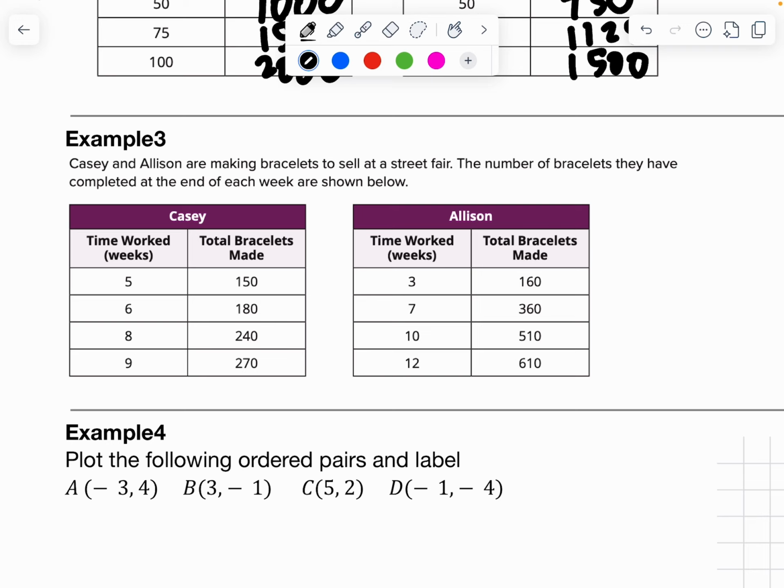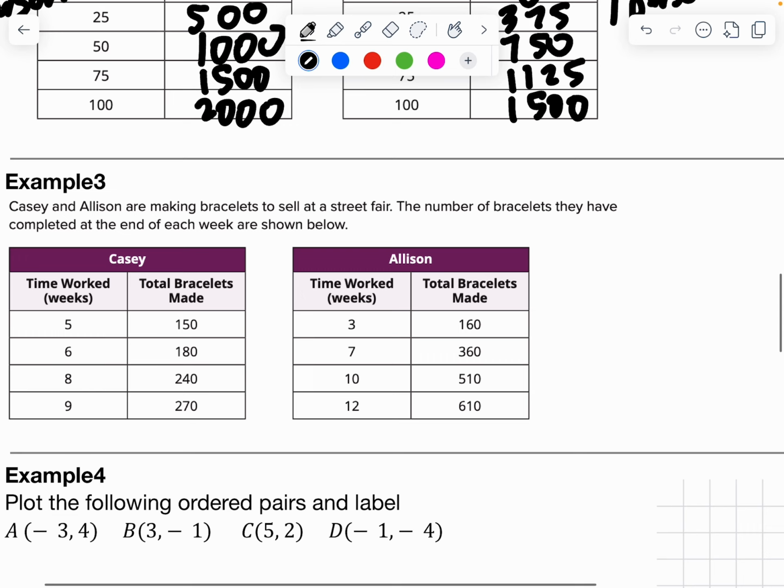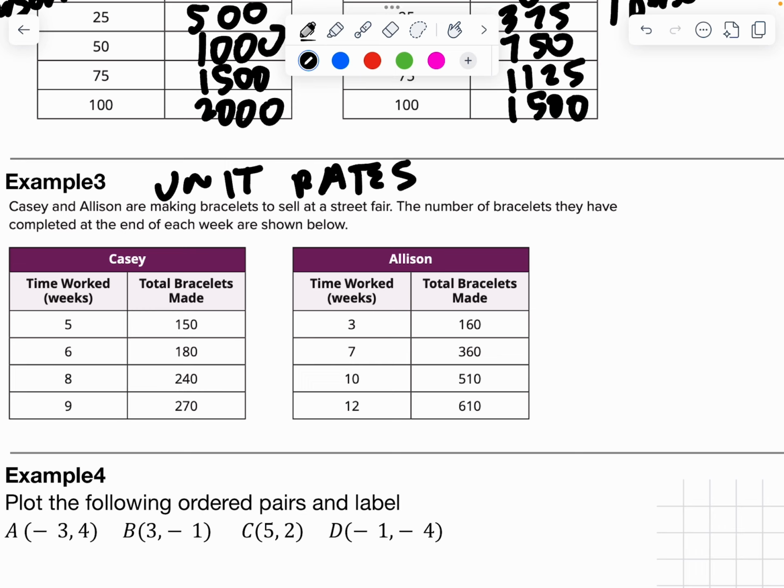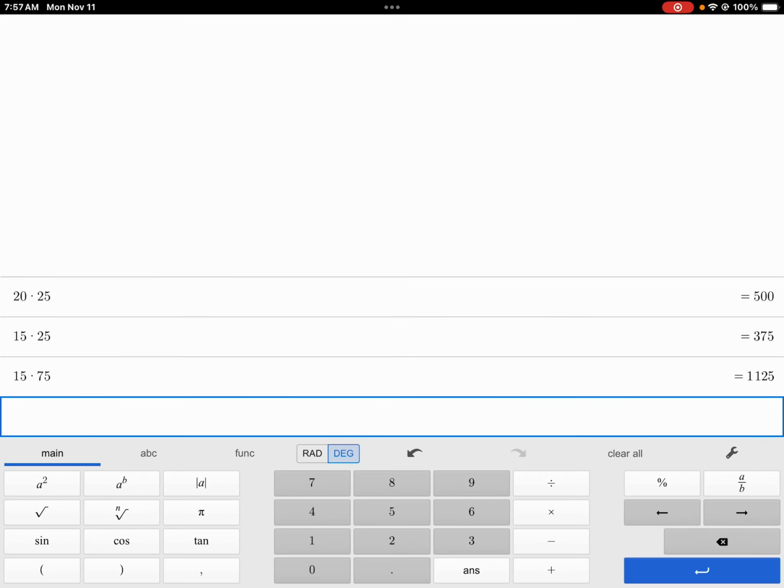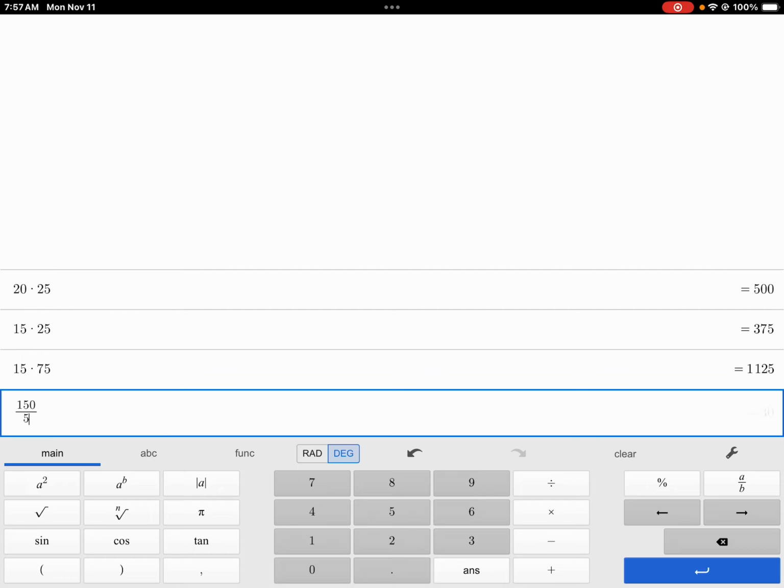So I'm going to do some division here. Right here, I'm going to do 150 divided by 5. We'll talk a lot about this when we're trying to find their unit rates. Okay, unit rates is always y divided by x. So remember, in a table, this is x, this is y. So I'm going to take 150 divided by 5.